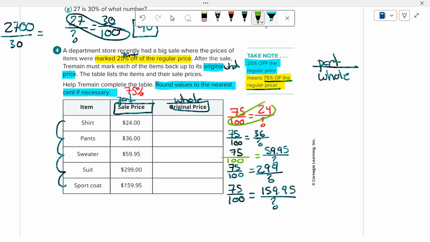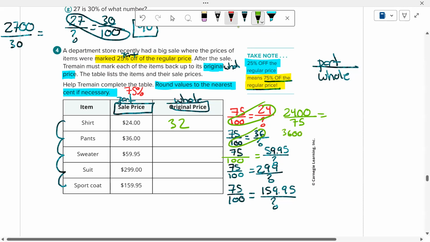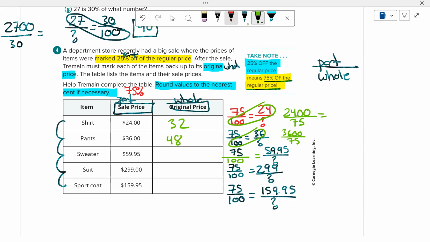So 24 times 100, that's 2,400. And we have to divide that by 75. That's going to be $32. For the next one, it's going to be 36 times 100. Let me choose a different color. Okay, I don't know why I didn't change colors, but okay. And then you divide it by 75 again. 48. So for the next three, I'll mark them in red if this thing works for me.